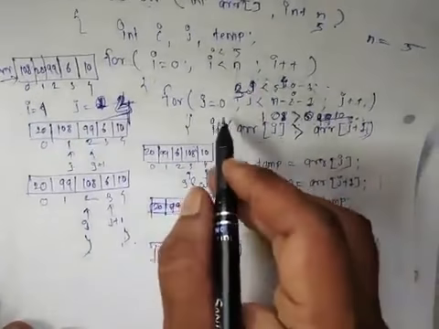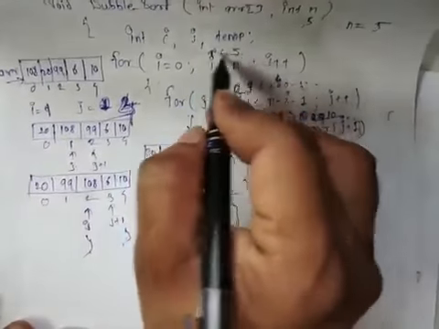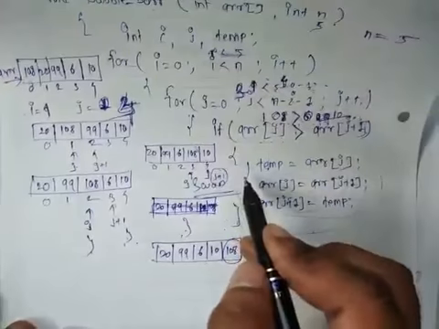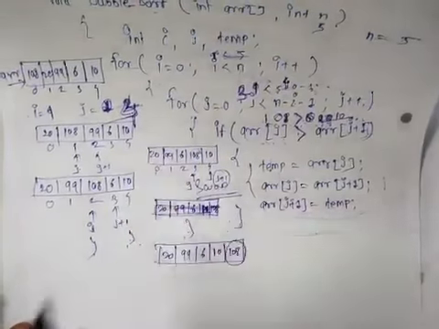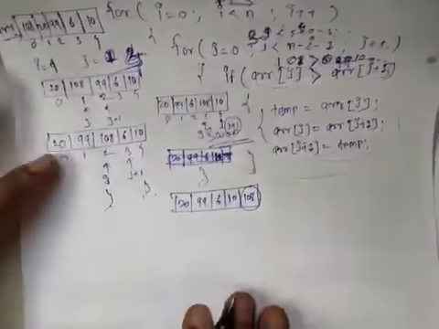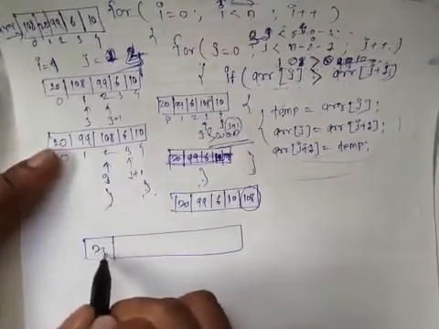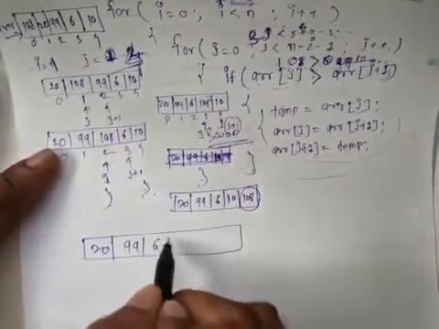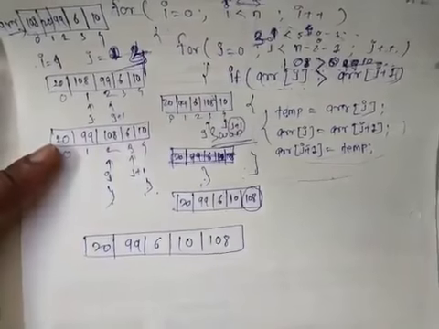Now j is initialized to 0 again. Okay, so 1 is less than 5, condition satisfied. It will jump to the inner for loop, and the same process starts from the 0th index again. So now what happened ahead? I will explain. So 20, 99, 6, 10, and this is 108.